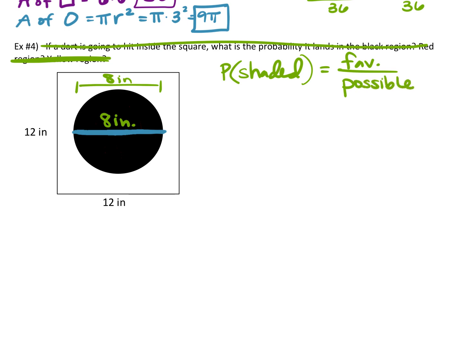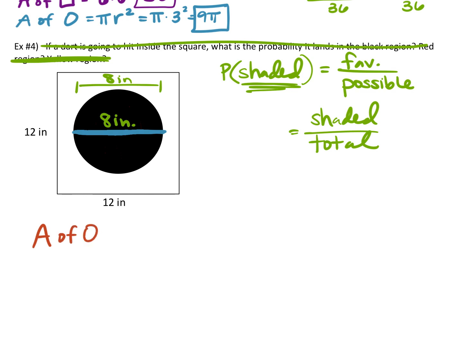In this picture, what's the favorable portion? The black, the shaded, right? It's always whatever is here. So we're going to go shaded over total. The shaded area is what shape? A circle. So we want the area of the circle. How do you find the area of a circle with a diameter of 8?